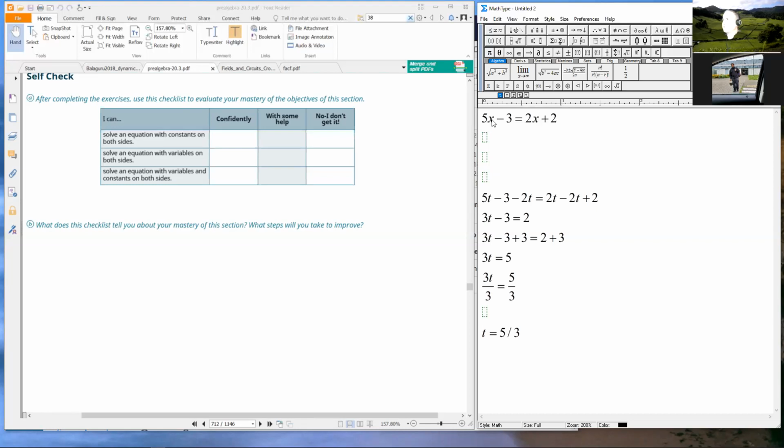Or if you wanted to, you could subtract 5x from both sides of the equation and move it over to the other side that way, right? So it doesn't matter. It can be a little confusing, but it's all the same thing. It's just recognizing that this is a number and I can move it to either side of the equation that I want to, right?